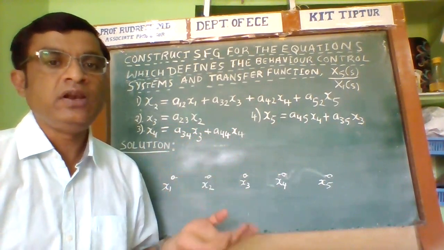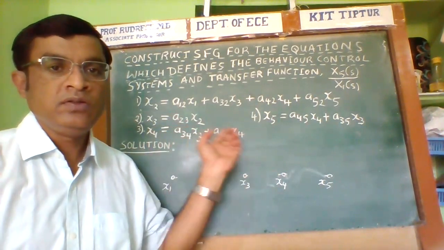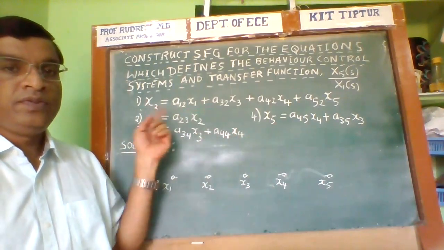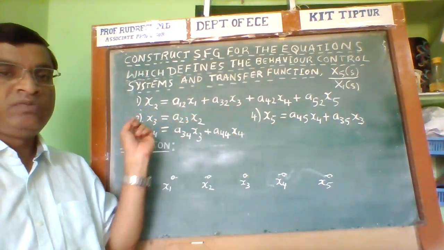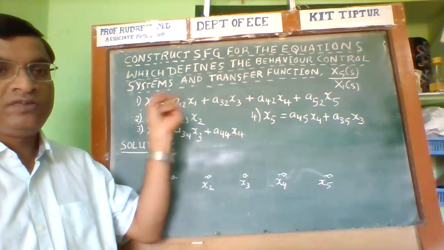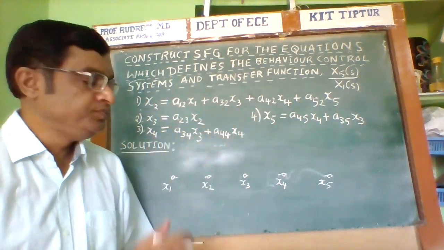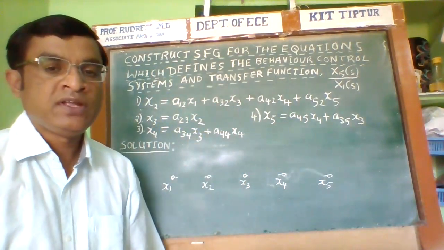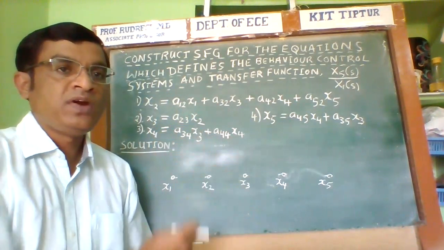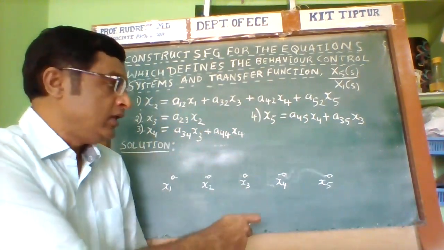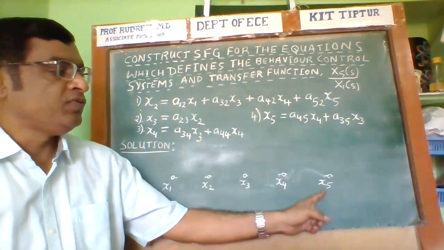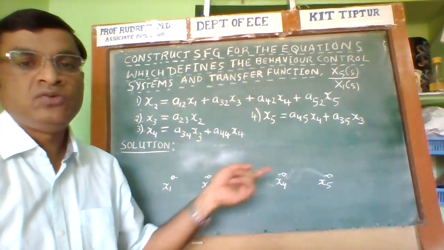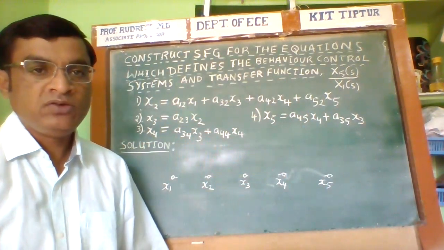How to construct the signal flow graph for algebraic equations. If algebraic equations are given, then how to construct the signal flow graph for these algebraic equations, and then how to find the overall gain. The overall gain means X5(s) divided by X1(s), by using Mason's gain formula.